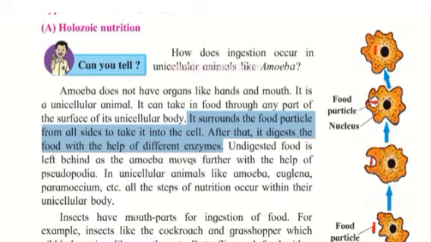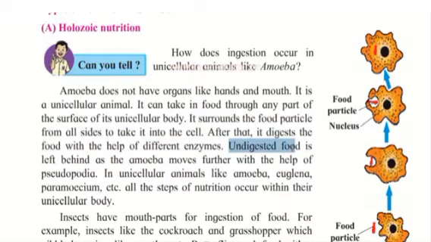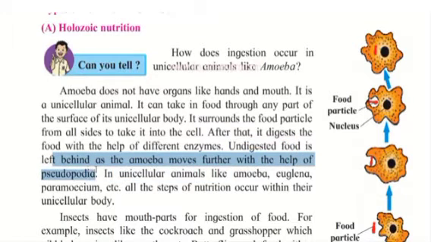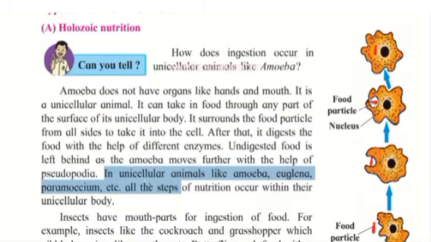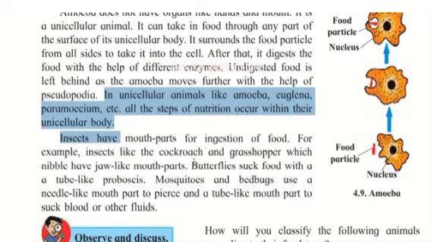So there are enzymes to digest the food, and undigested food is left behind as the amoeba moves further with the help of its pseudopodia. That is, pseudopodia are the leg-like structures that it moves with. Okay, so it protrudes these parts, so those are called the pseudopodia. So just like it has ingested the food, in the same way it will eject. Okay, so undigested food is ejected out of the body in a similar way. So in unicellular animals like amoeba, euglena, paramecium, etc., all the steps of nutrition occur within the unicellular body. So within one cell, all the activities take place.